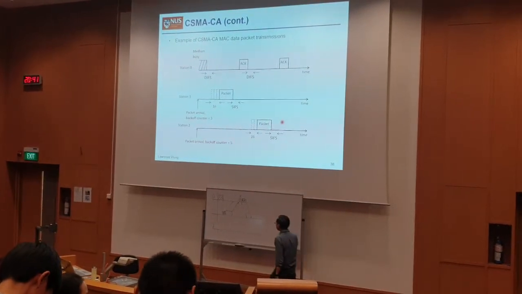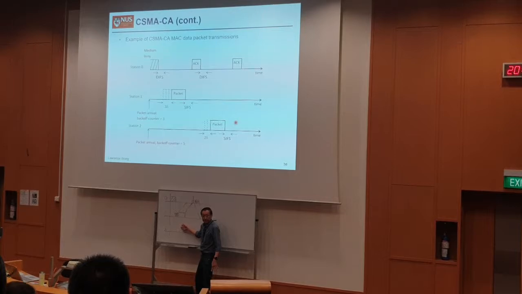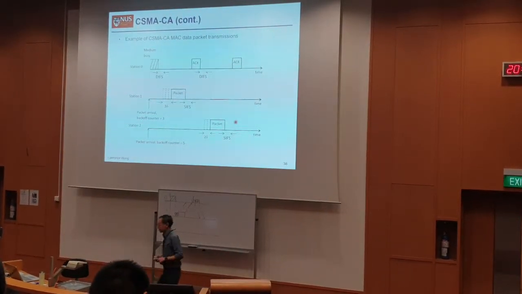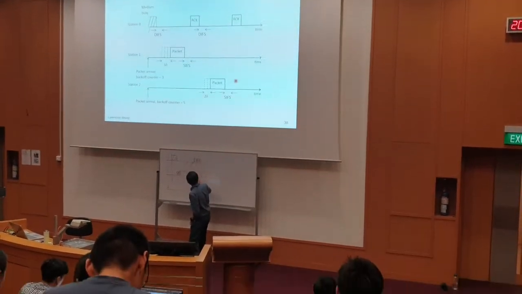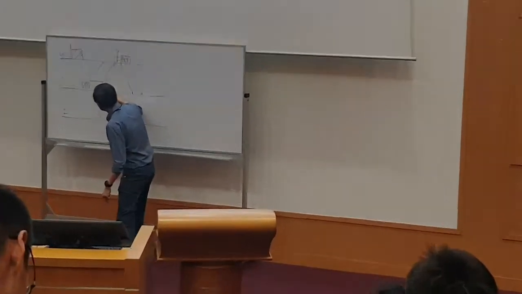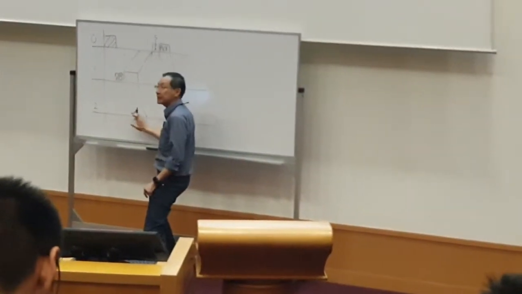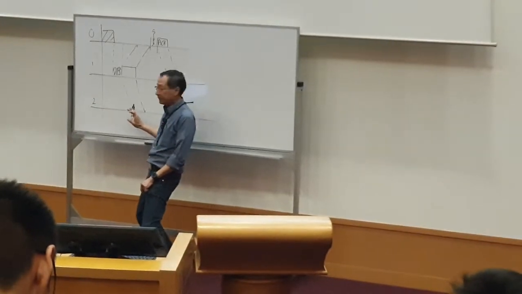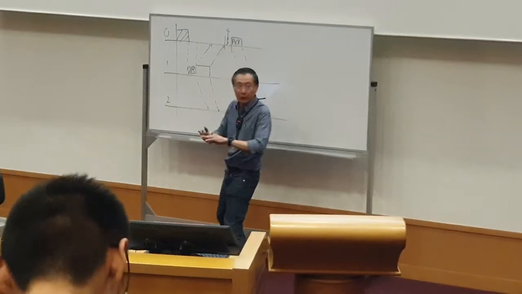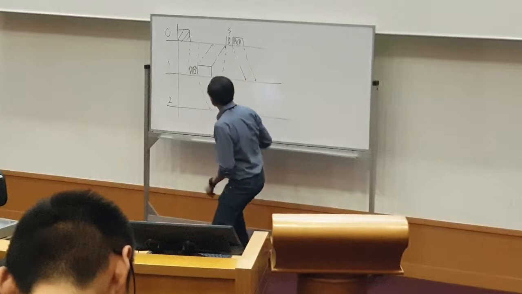Okay, so for example, station 2 has data that he wants to send here. He's already got data to send. So at this point in time, assuming this also takes the same amount of time to get here, of course he knows that he cannot send because the channel is busy, right? So at this point, let's say this time and this time are the same, all the propagation for simplicity.